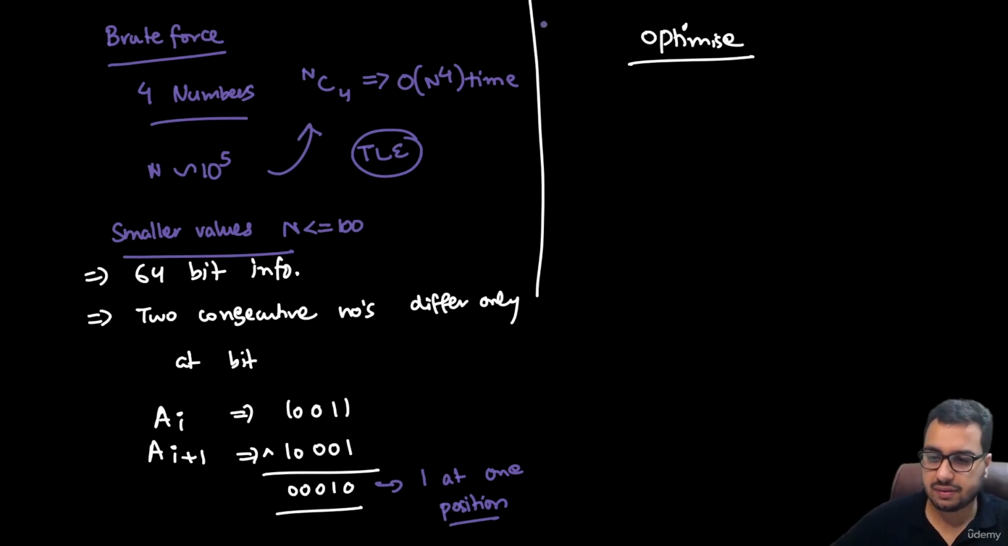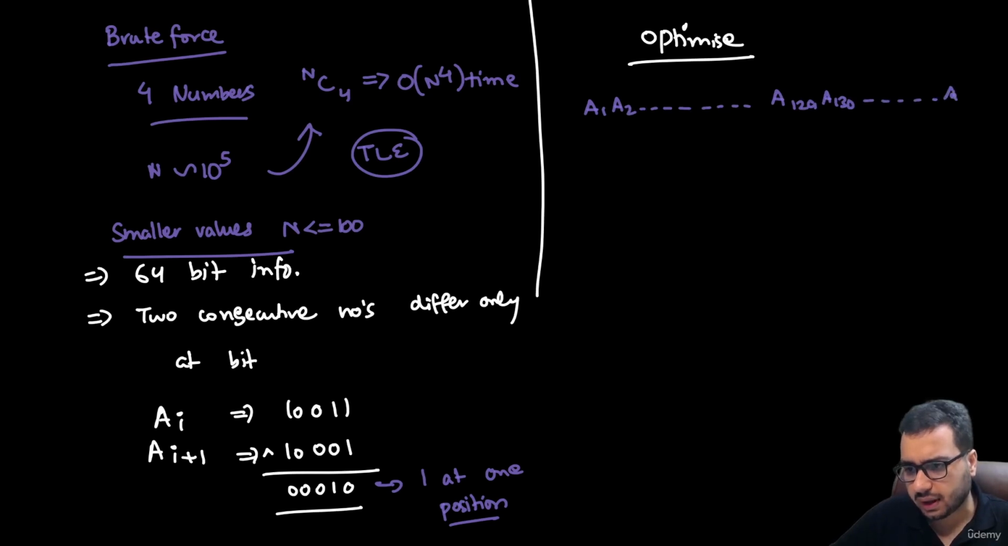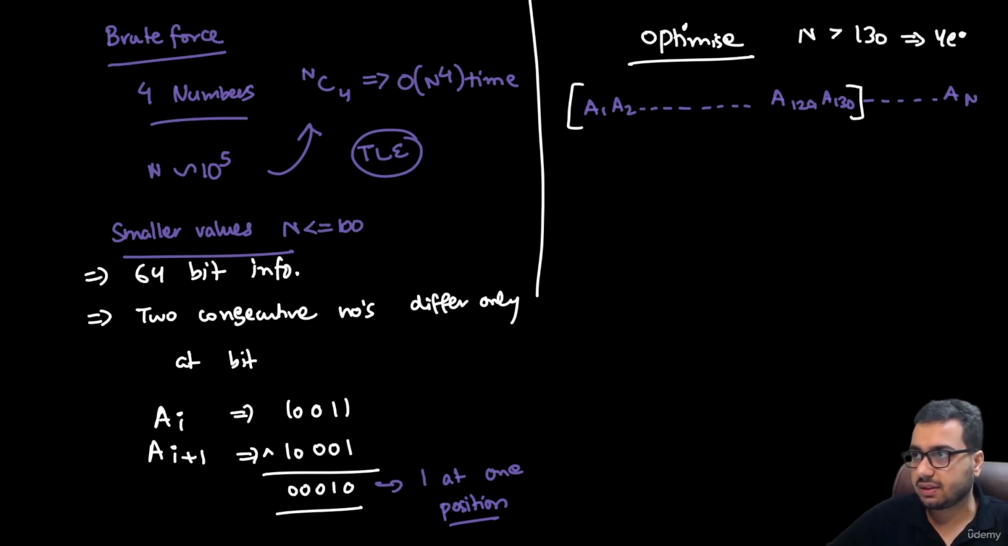Now suppose I have a lot of numbers, from a1, a2, up to, let's say, a129, a130, up to an. What I am saying is, if I have at least 130 numbers, if the value of n is greater than or equal to 130, I can say my answer would always be yes. I will tell you why.